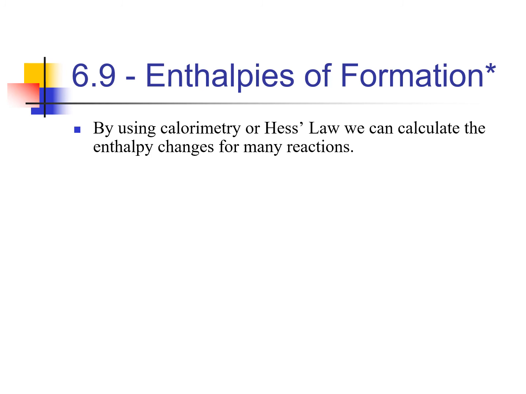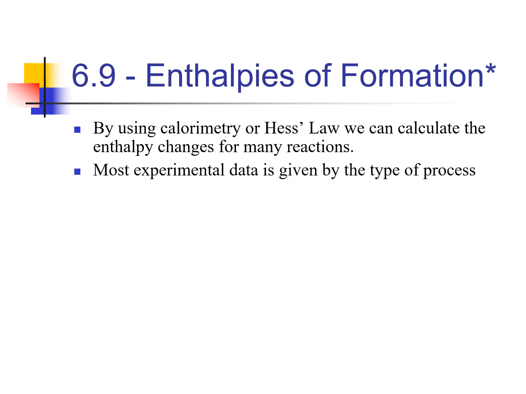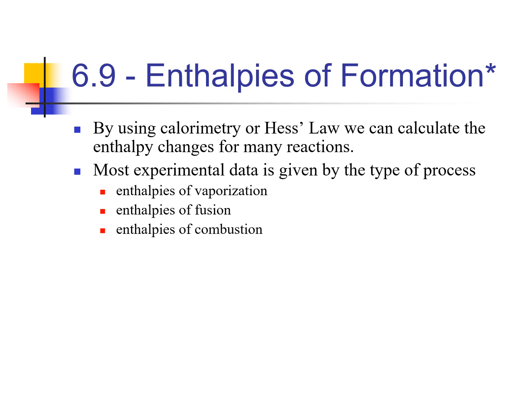Okay, and this is our last section of the chapter. Yay! So, called enthalpies of formation. So basically, we saw using calorimetry or Hess's law, we can calculate the enthalpy change for lots of different reactions. Now, most experimental data is given by the type of process. So for instance, enthalpies of vaporization is all about the heat change to boil something. Enthalpy of fusion would be the heat change to melt something. Enthalpies of combustion, the heat change when things are burned. Enthalpy of formation, this is going to be the big one. This is going to be the heat change when making a compound from its elements.